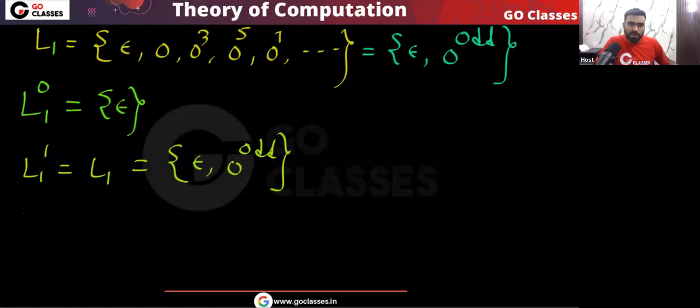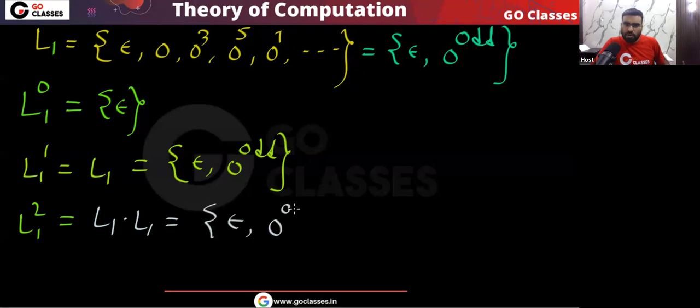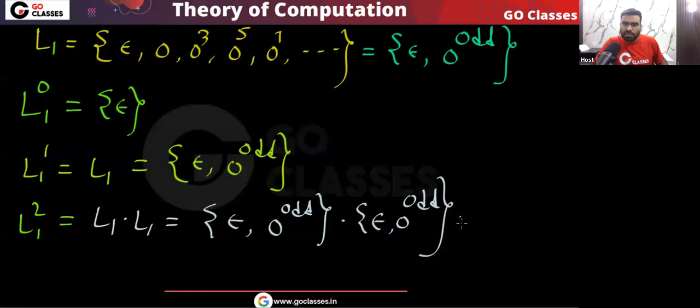Okay. What is L1 power 2? Let me know. What is the power 2 of this language? L1 power 2 means L1 dot L1. So L1 dot L1 means empty string, 0 power odd, dot empty string, 0 power odd. So tell me what will happen. Can I say you will get every string? See, you will get the empty string, because when you concatenate empty string with empty string, you get the empty string.